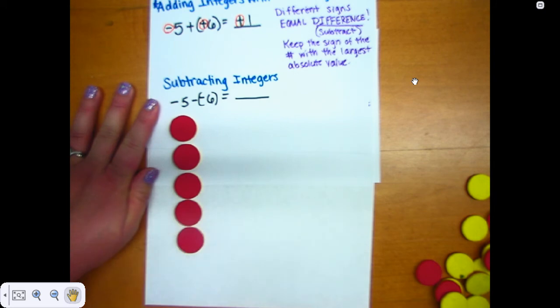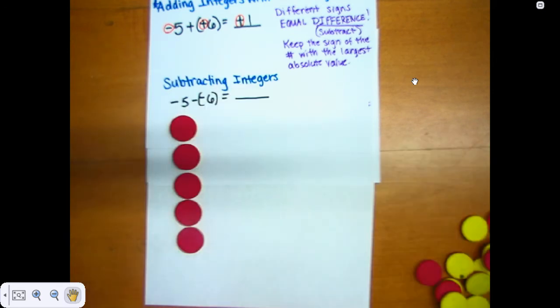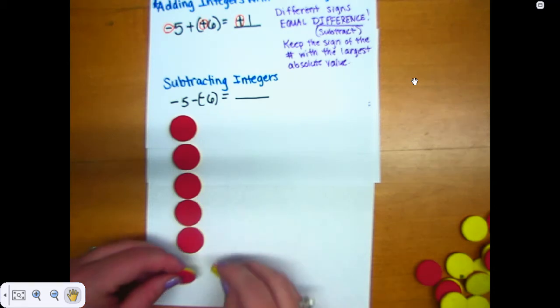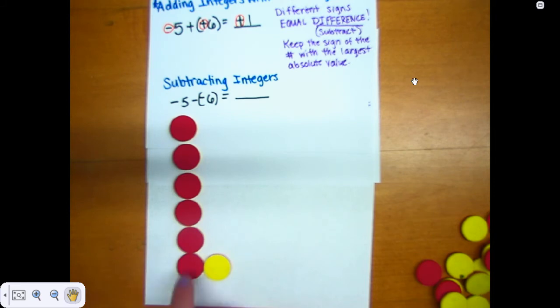We need to add 6 zero pairs. 6 zero pairs, or we need 1 zero pair. Why? Because we've already got 5. We need 6 to take away.